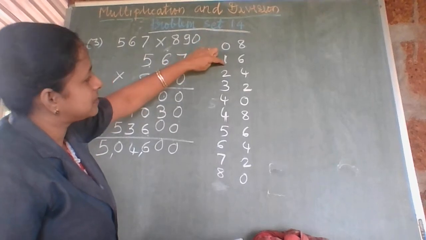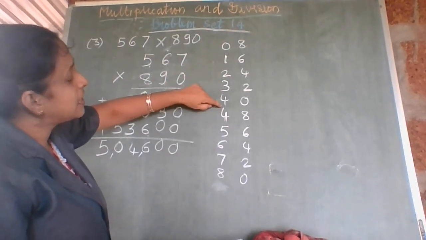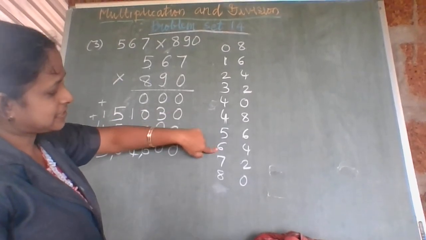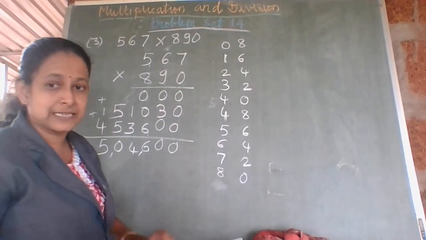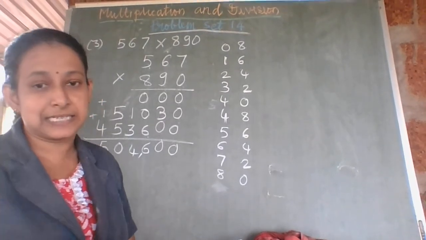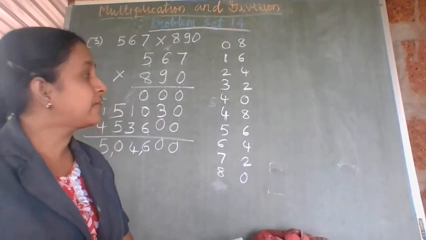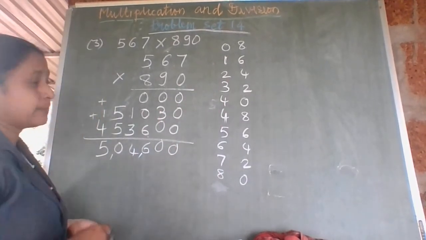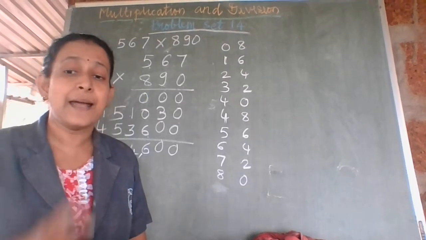Okay, 8 1s are 8, 8 2s are 16, 8 3s are 24, 8 4s are 32, 8 5s are 40, 8 6s are 48, 8 7s are 56, 8 8s are 64, 8 9s are 72 and 8 10s are 80. So this is also another method for learning 8's table. So those who don't know, you can use this method in between if you like, but actually you are supposed to say it by heart.